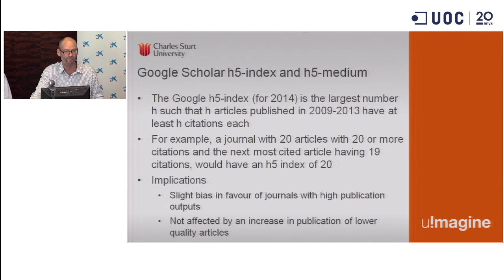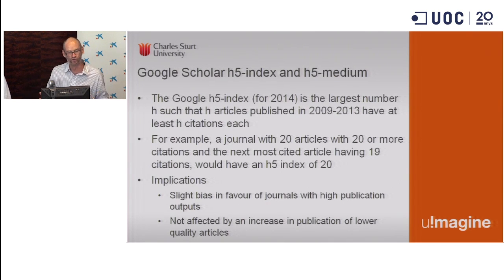Okay, so the other one I wanted to drill down to a little bit is the Google Scholar H-Index. Now, a lot of us would be familiar with the H-Index as a score for an individual person's publication record, and the logic and the calculation is the same for journals. They use the H5 index and H5 median. The H5 index is the largest number H, such that H articles published in that 5-year time period have at least H citations. Now, that's kind of tricky language to dissect.